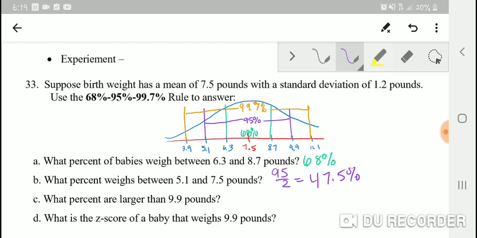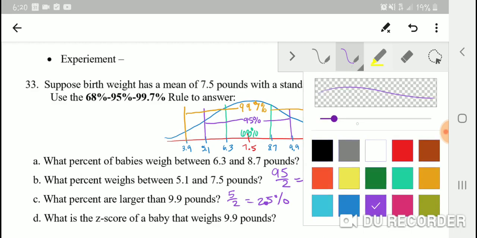Larger than 9.9. There's a few different ways you can figure that out. We know that between 5.1 and 9.9 is 95% of the data, and there is 100% of the data total. So that would leave us with 5%, and we want half of that. So that would be 2.5%, since we're only dealing with the half that's above 9.9.